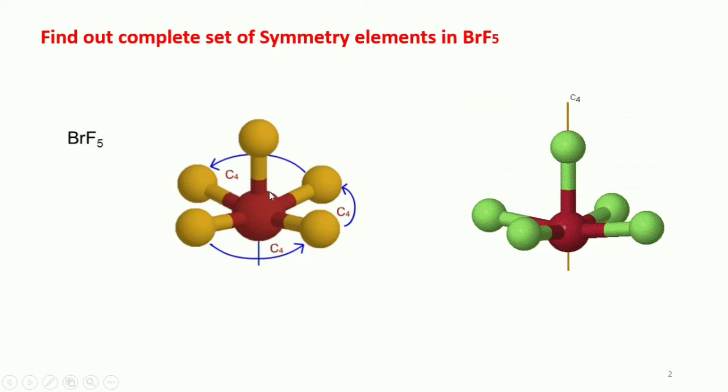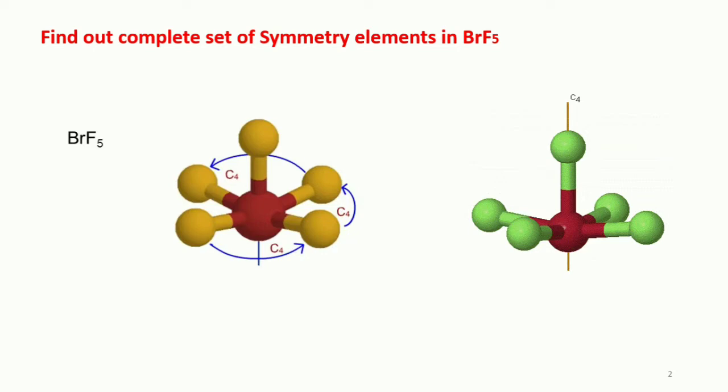After writing identity, we have to find the different types of proper rotations, if present. From here we can see that if this is the axis of rotation for BrF5, then there is a C4 rotation. If this is the axis of rotation, you can easily understand this is actually the C4 rotation axis. So you can rotate this molecule in C4 fashion.